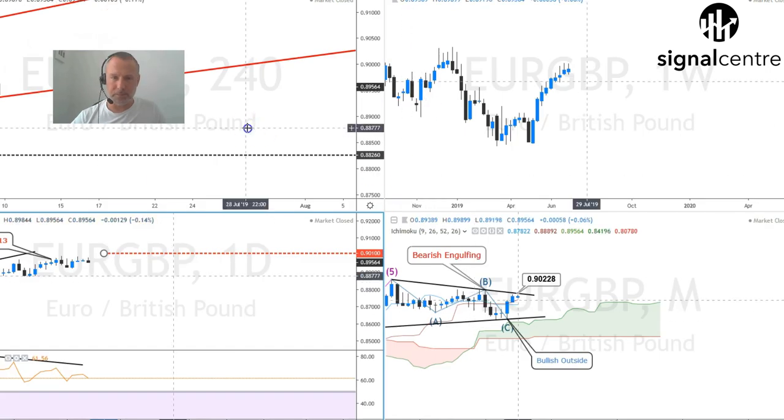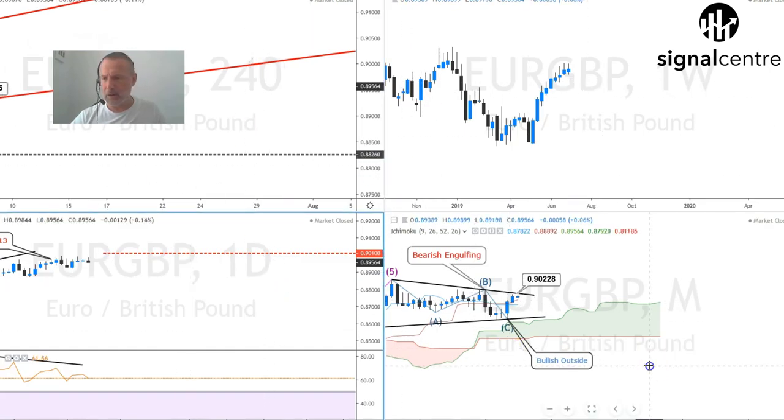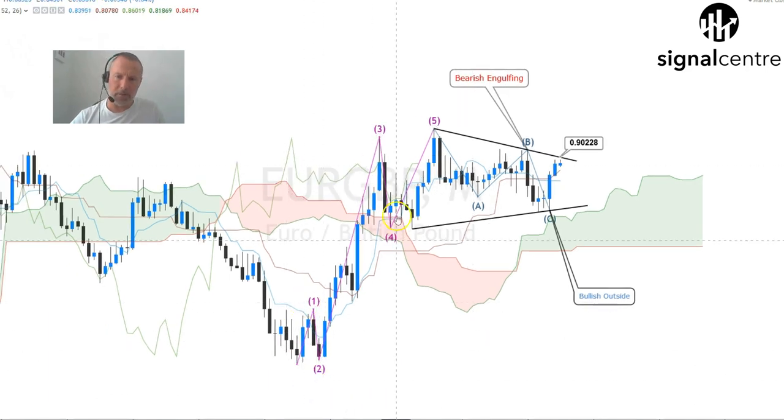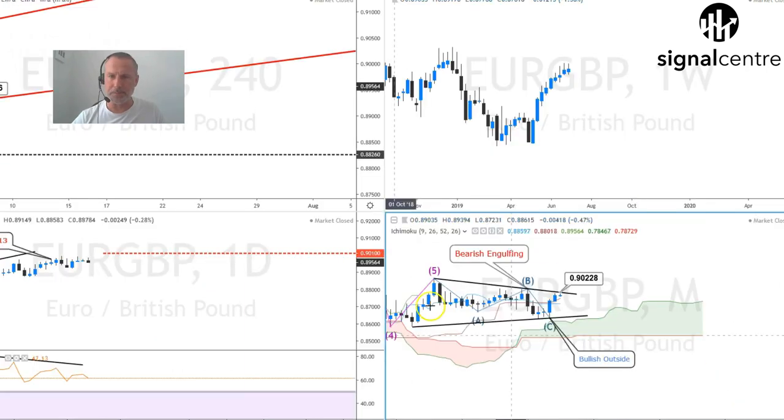Euro sterling, like I said, this is looking quite interesting as a cross currency. 5 waves to the upside. Is this an ABC three wave correction completed? Bullish outside candle posted in May often indicates the end of a trend and the start of a new upward bias, but we've got trendline resistance located at 90.22 of this triangle formation.